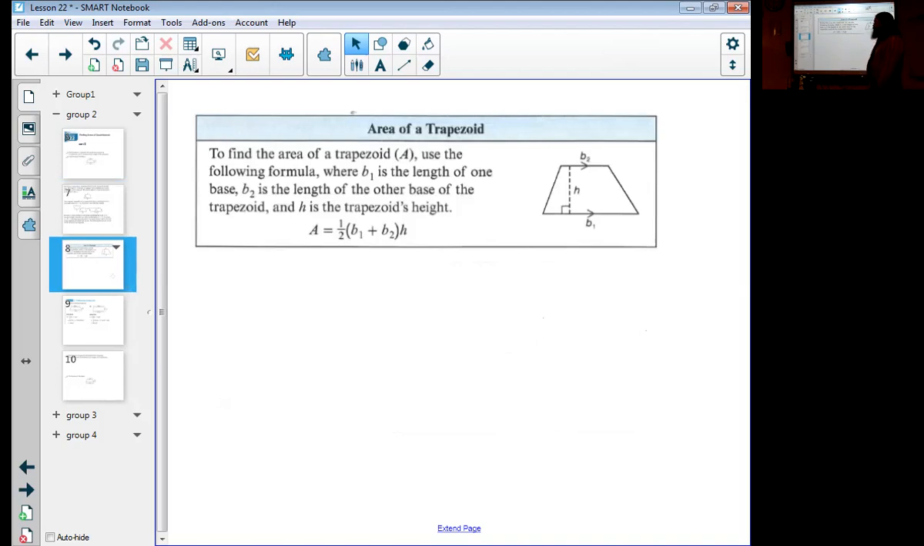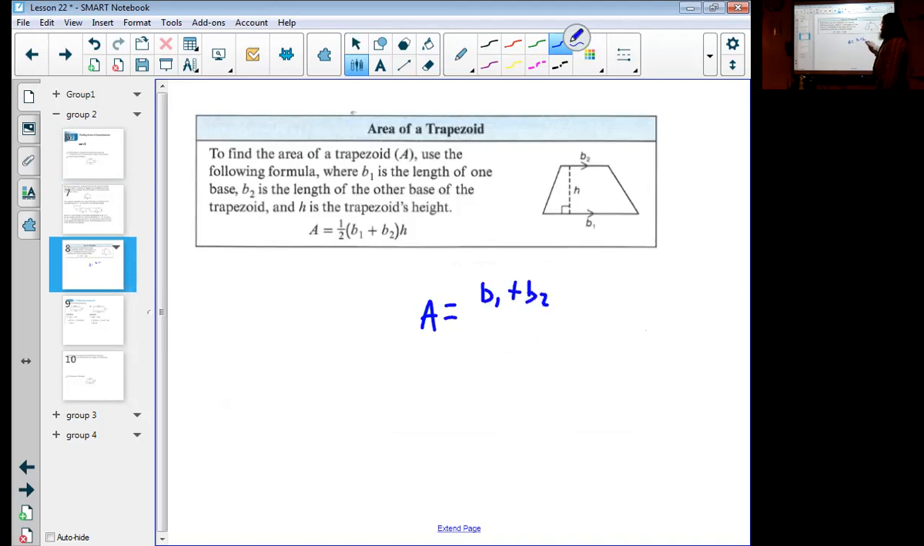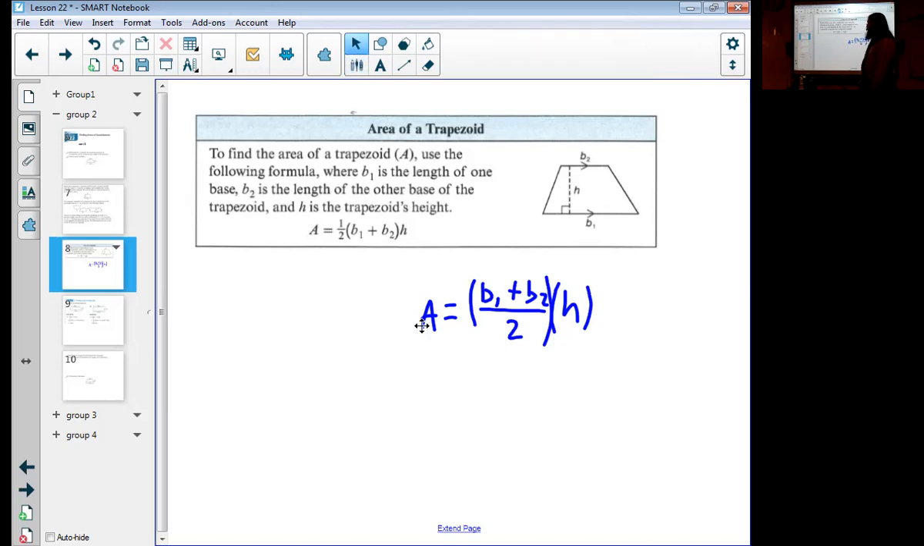Typically, when I see this written, it is area equal to B1 plus B2 over 2, times H. So we're taking the average of the two bases, and then we multiply that times the height.